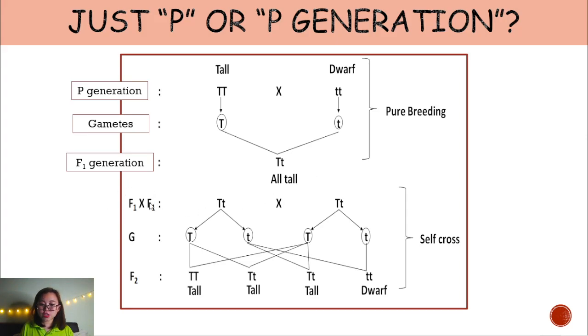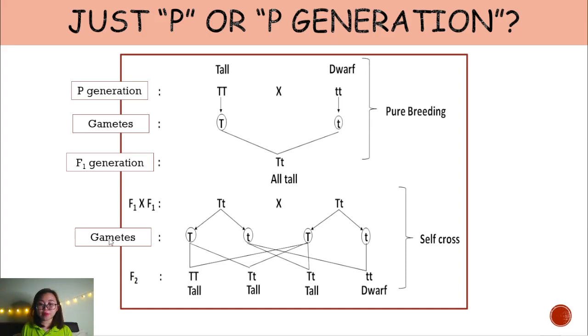For self-cross, kamu boleh tulis F1 times F1 macam ini, ataupun kamu boleh tulis F1 self-cross, tapi tidak perlu tulis generation. So, begini saja pun okay lah for this one, for this step. When you want to do self-cross, okay, kita gunakan genotype dari atas ni. So, big T small t, cross with big T small t.